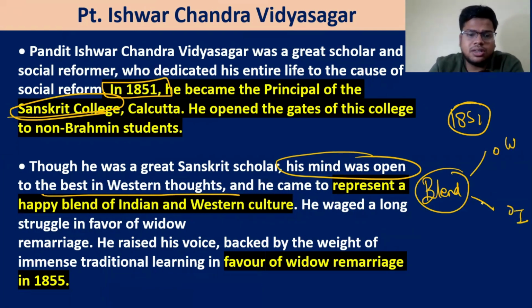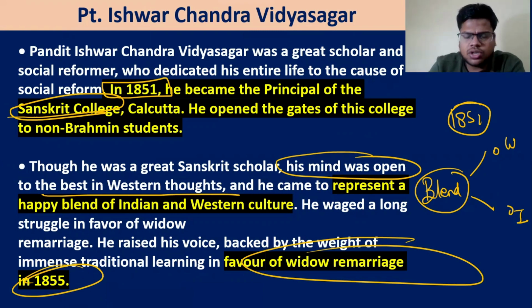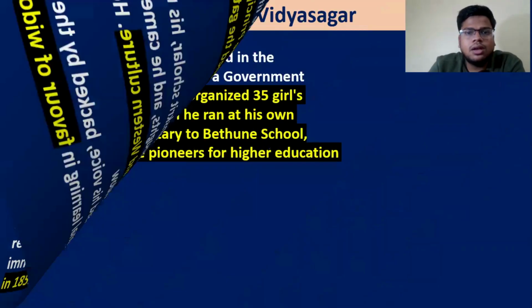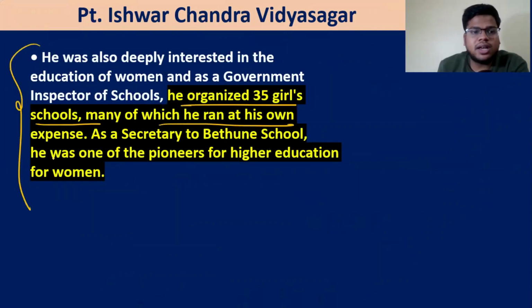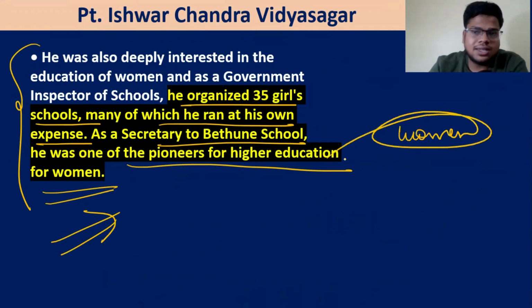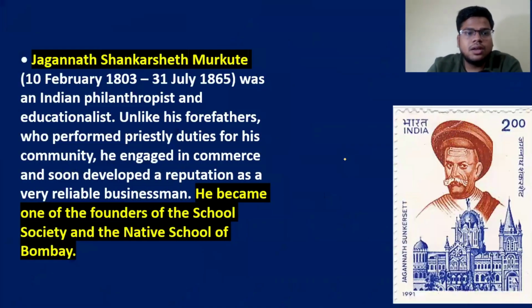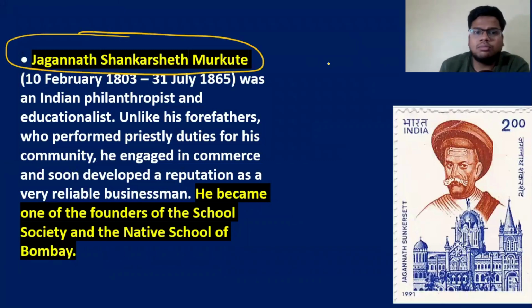He waged a long struggle in favor of the widows, and finally the Widow Remarriage Act was passed. Some more details we'll see in one of the questions that we'll discuss later on. He was deeply interested in the education of women. He organized 35 girls' schools, many of which he ran at his own expense. As secretary to the Bethune School, he was a pioneer of higher education for women. So for women's education, he took a lot of steps. Next, some of the people that you need to know: Jagannath Shankar Seth Murkute.